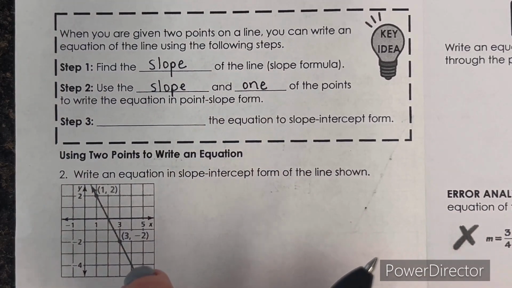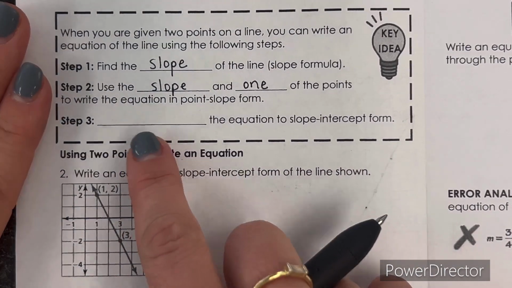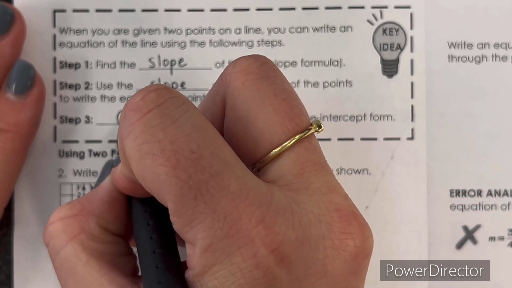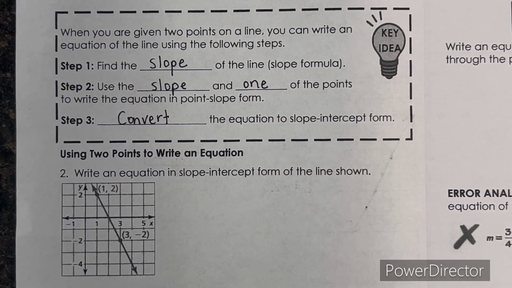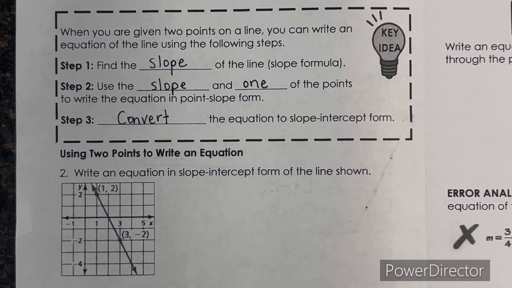So again, we're going to find the slope, take that slope and an ordered pair and plug it into point slope formula. And then step number 3 is to convert that equation into slope-intercept form. Step number 3 is where we really need to make sure that we're proficient, because we're going to have to use that skill several times.